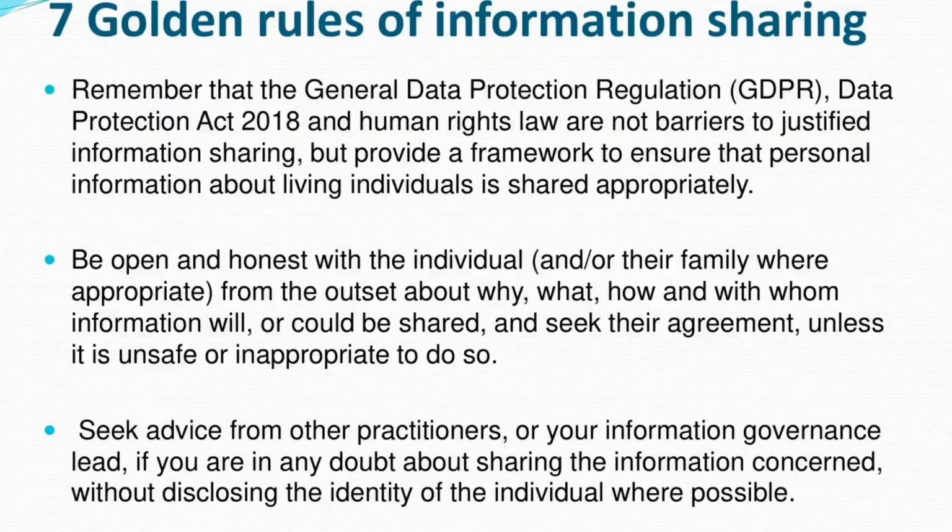Safeguarding an adult requires information to be shared between agencies. There are 7 golden rules to information sharing. Firstly, remember that data protection regulations are not a barrier to sharing information. It just provides a framework for it. Secondly, be as open and honest as you can be with the individual or their family, unless it's unsafe or inappropriate to do so.